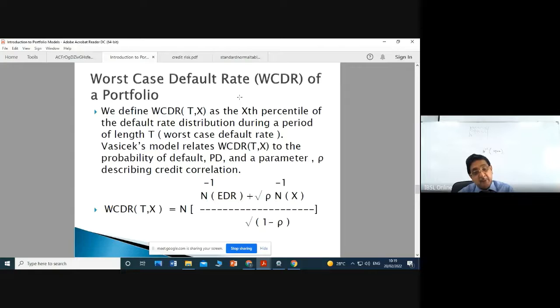So therefore, the banks will have to arrange themselves to comply with those regulations. And in that scenario, in order to have this stress testing done, a bank should have a methodology to arrive at the worst case default rate in a stress scenario, at a stress situation.